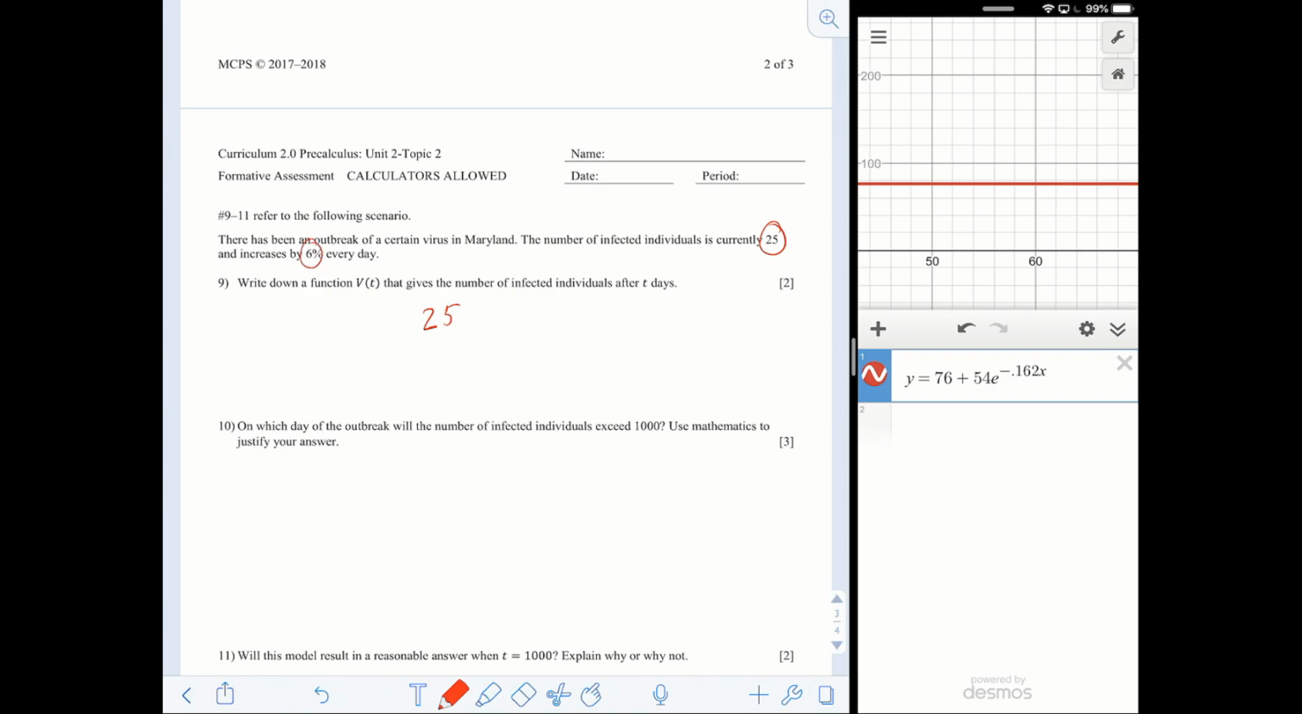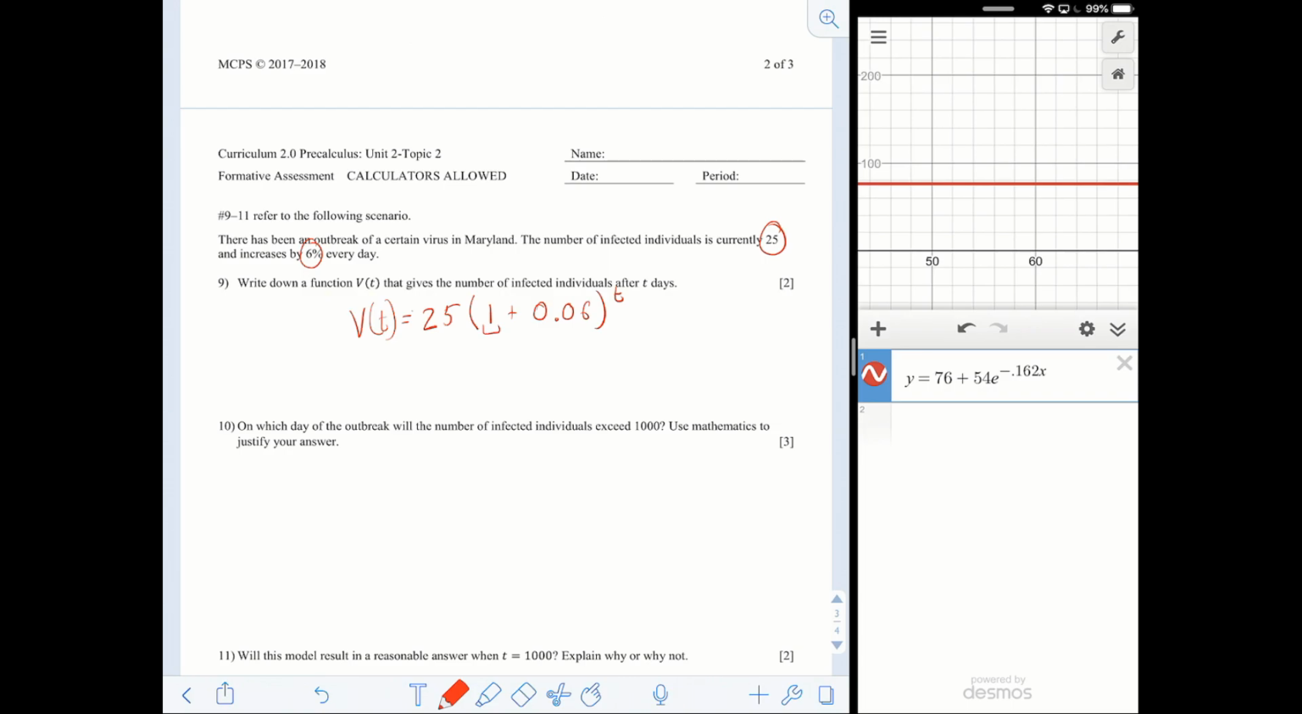So how to set that up? We're going to write this as 25 times parentheses 1 plus 0.06, because it's going up by 6% each day. The 1 is just keeping that initial 25. And then we're going to say raised to the t power. So that is V of t.